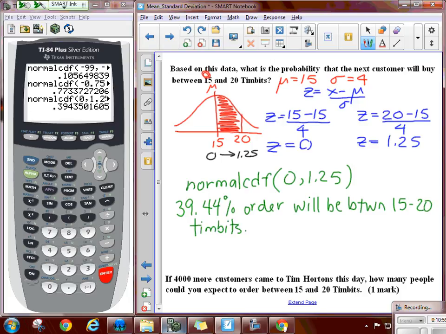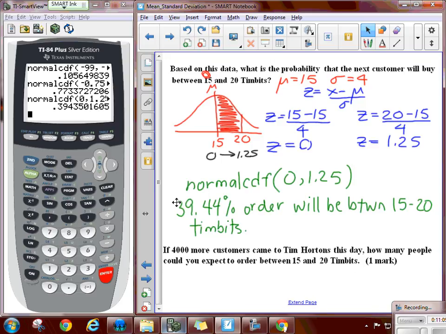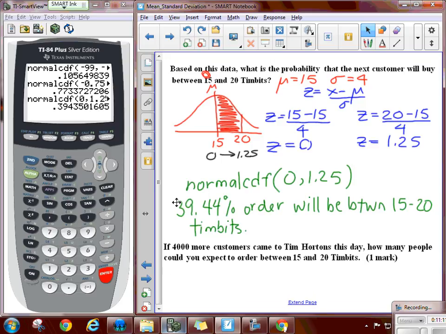So those are the three types of questions that we can actually look at in math using z-scores and normal distribution. We could take just one more step with this and saying, okay, based on this data, if 4,000 more people came to Tim Hortons this day, how many people would you expect to order between 15 and 20 Timbits? Well, we just established that about 39.44% of them will order between 15 and 20.